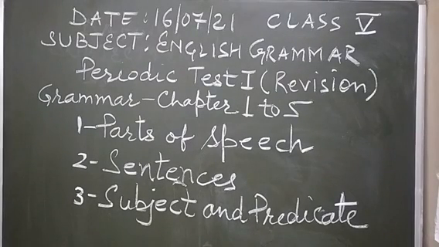Today in revision of English we are starting English grammar. Children, the syllabus of English grammar for your periodic test 1 is from chapter number 1 to 5, and today we will be revising chapters number 1, 2 and 3, wherein chapter number 1 you have already revised in academic performance evaluation. The rest 2 are more for your periodic 1.